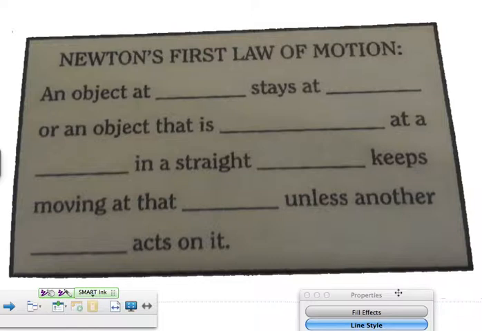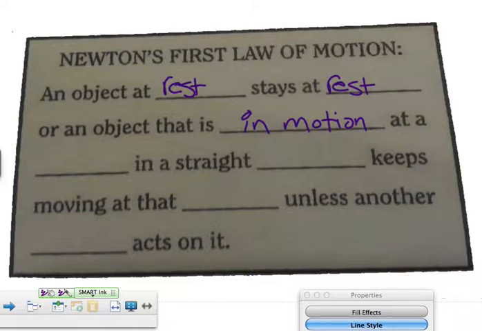Okay, so it states that an object at rest. Okay, fill it in. Will stay at rest. Or an object that is in motion. In motion or moving. That means the same thing, right? Okay. At a blank blank. No. If you know it once, you know it twice. So read it, start from the beginning again.